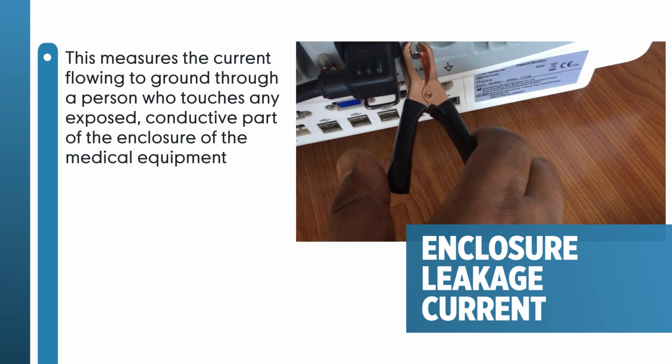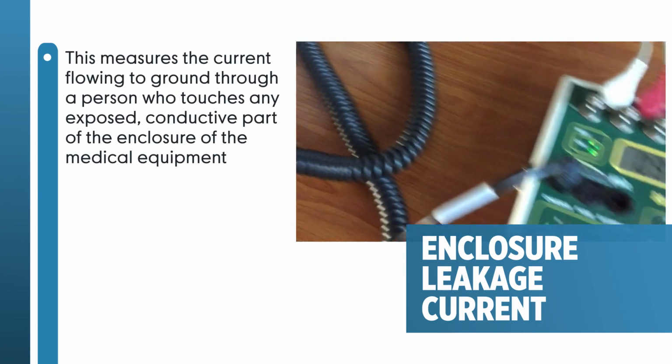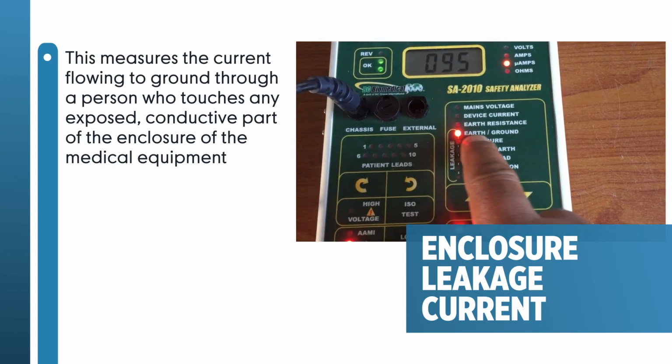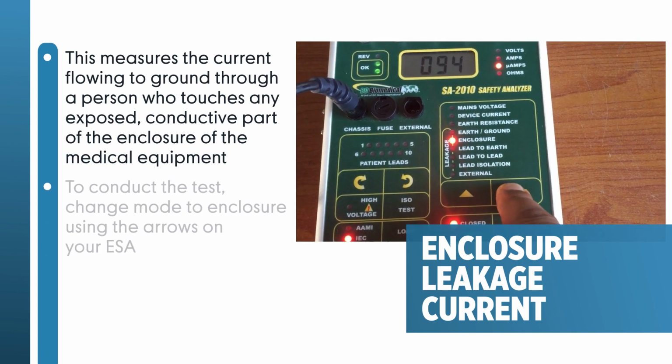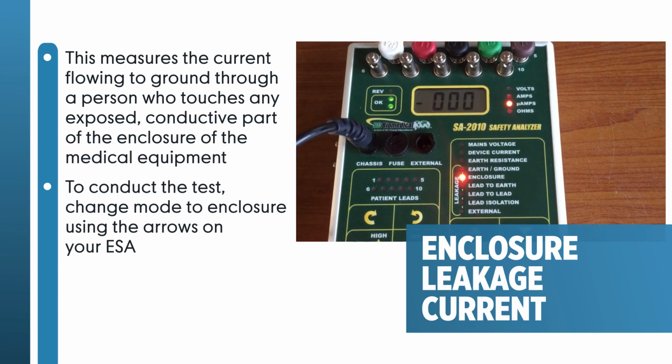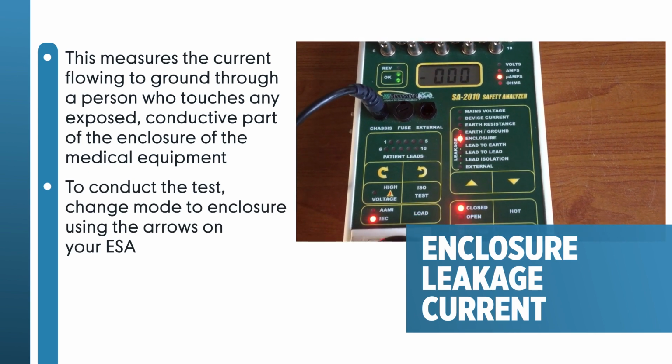Step 11. Enclosure leakage current. This test measures the current flowing to ground through a person who touches any exposed conductive part of the enclosure of the medical equipment. To conduct the test, change mode to enclosure using the arrows on your ESA.